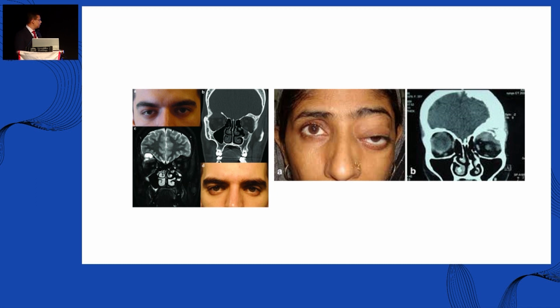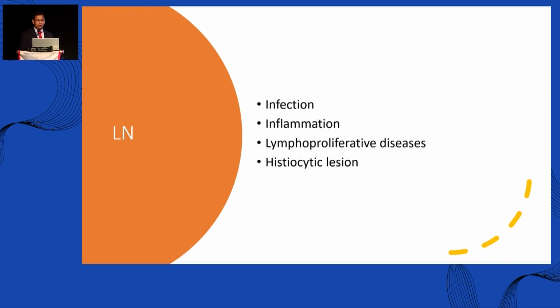And these are some other tumors where you have periocular changes. You can see the fullness over here. So it's a lacrimal gland lesion which has extended into the orbital region. And then also notice where there are lymph nodes. So lymph node can be associated with infection, inflammation, lymphoproliferative diseases, and histiocytic lesions.